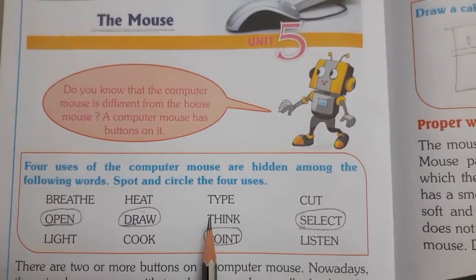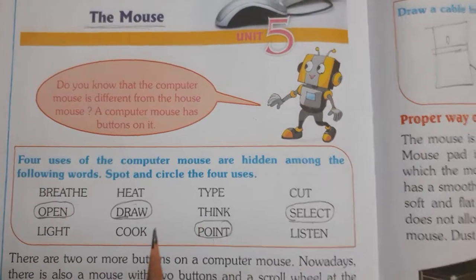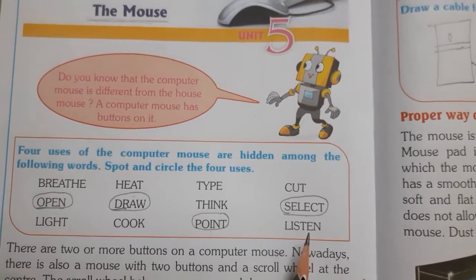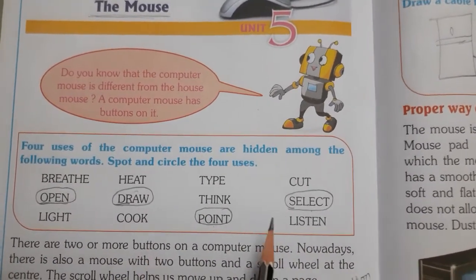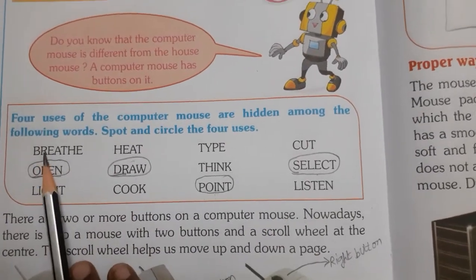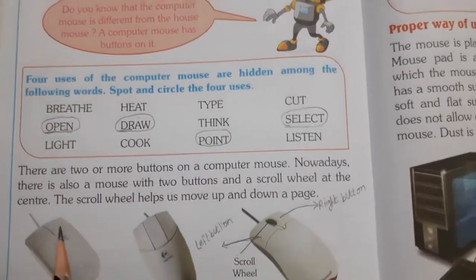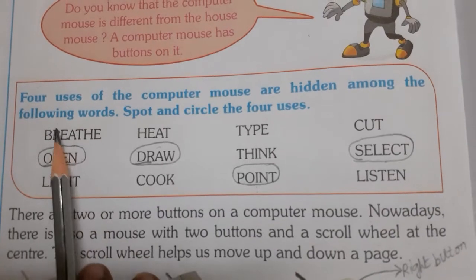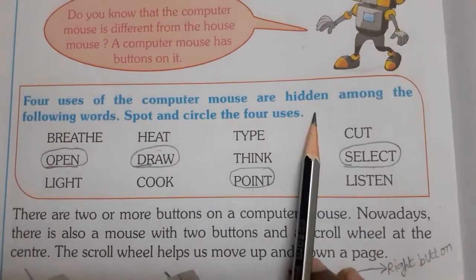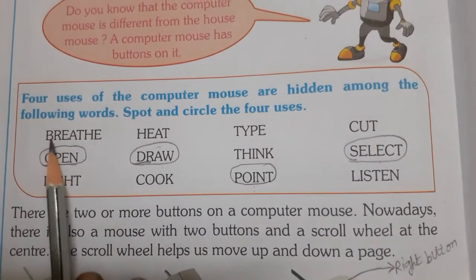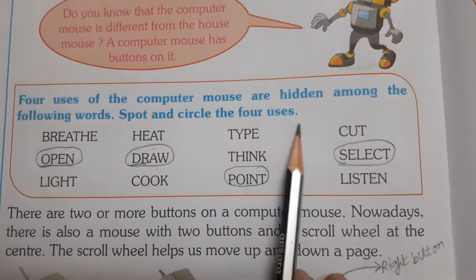For this mouse we have buttons. I already explained what that mouse will do, and now we will see it here. Here one small activity is given, children. Now I will explain that. Four uses of the computer mouse are hidden among the following words. Spot and circle the four uses.